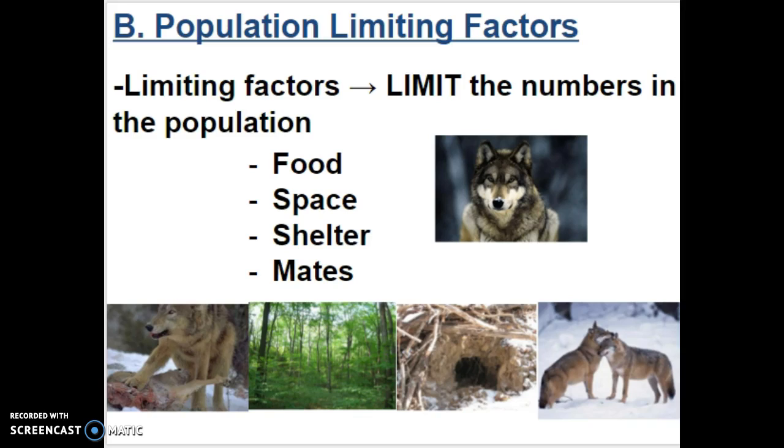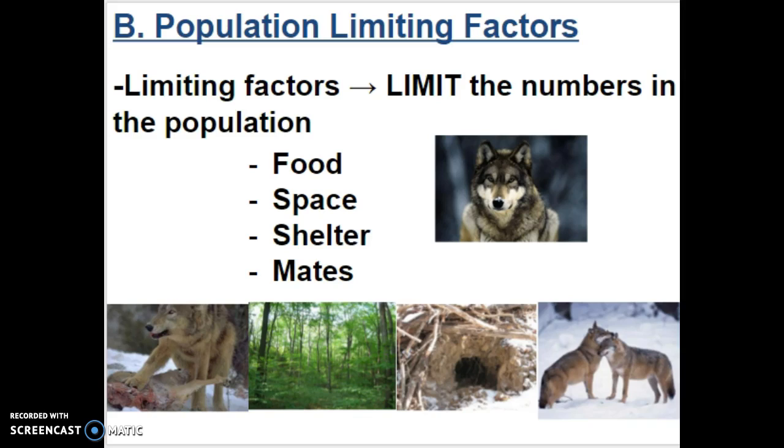Populations cannot get inordinately huge. There are limiting factors, and limiting factors will limit the numbers in the population. And the big four limiting factors in ecology are food, space, shelter, and mates. All organisms compete for these four resources.